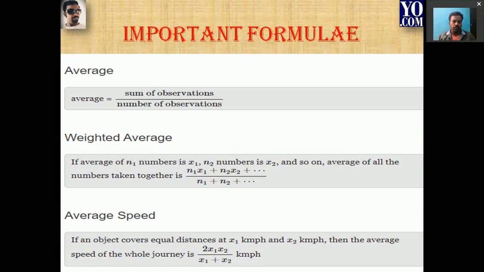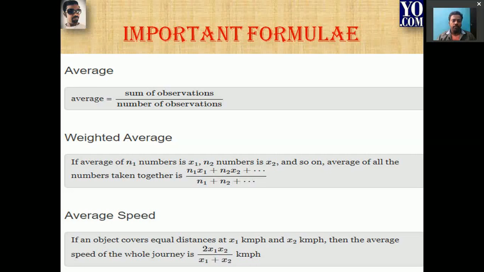The first one, we are going to calculate the basic average. Basic average in the sense, just we are calculating the average of some group of numbers. The average equal to sum of observations divided by number of observations. If you have 10 numbers, then you have to find the average, then you have to sum all the 10 numbers and divide by 10. That is the number of observations.